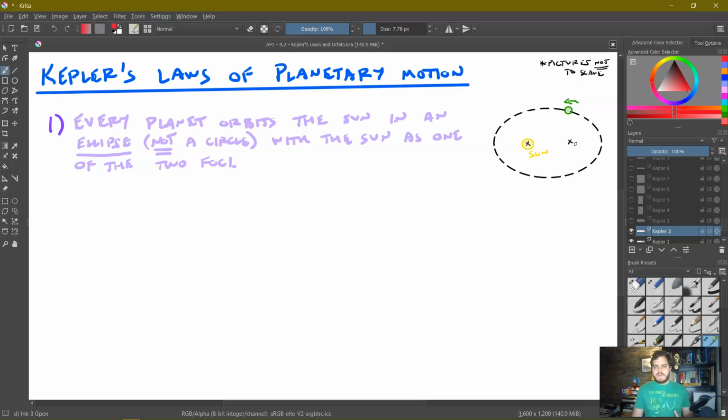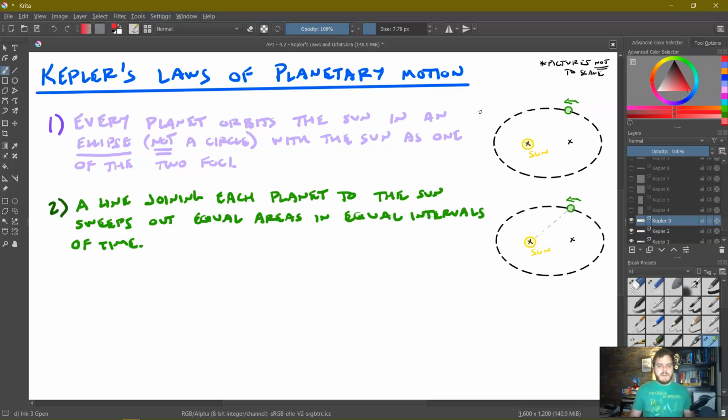So this is one focus, this is the other. First off, this is not to scale, of course, but this is also greatly exaggerated, and we'll talk about that later.